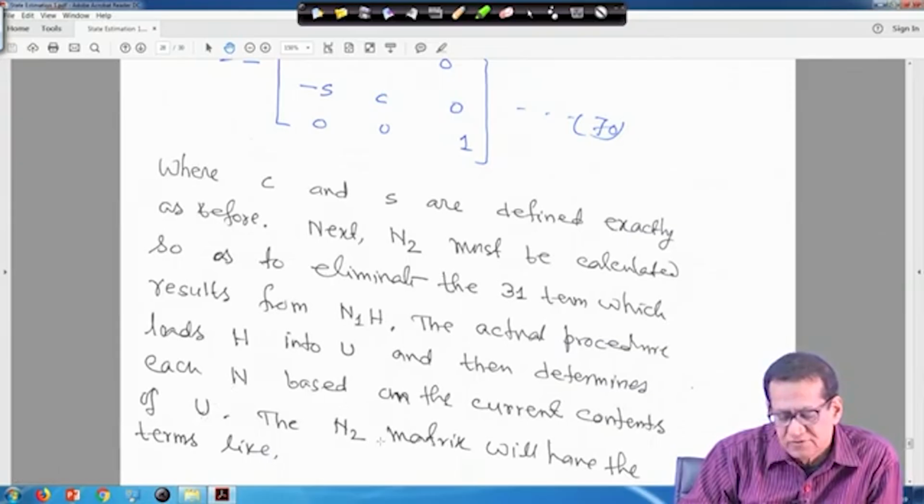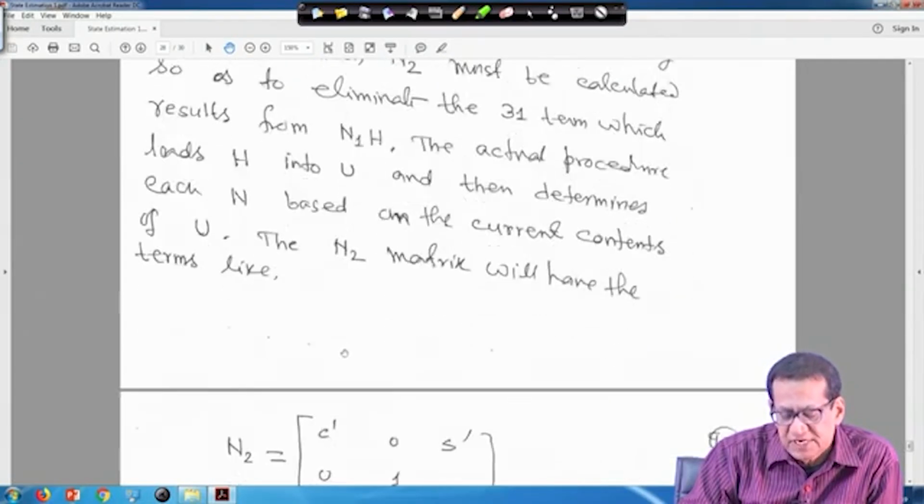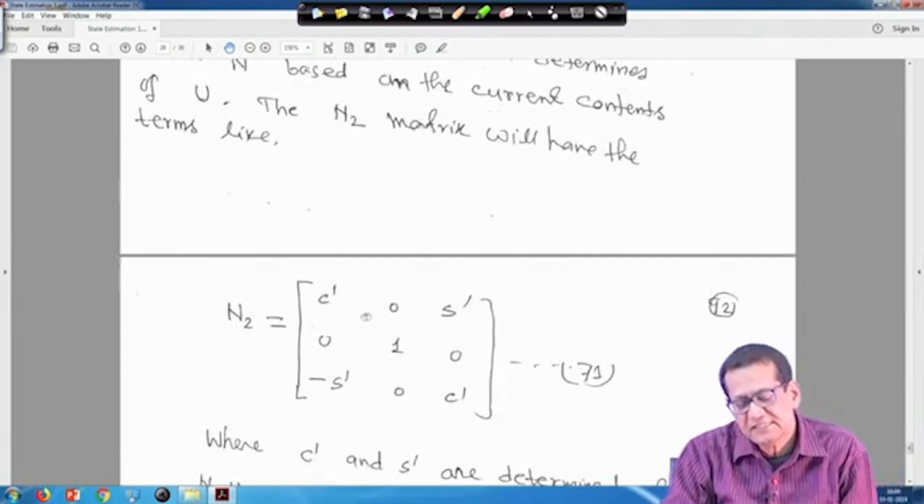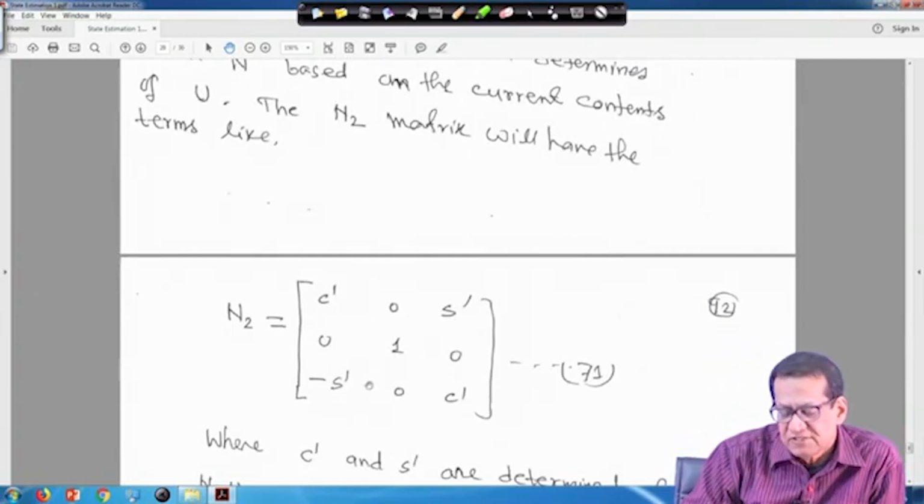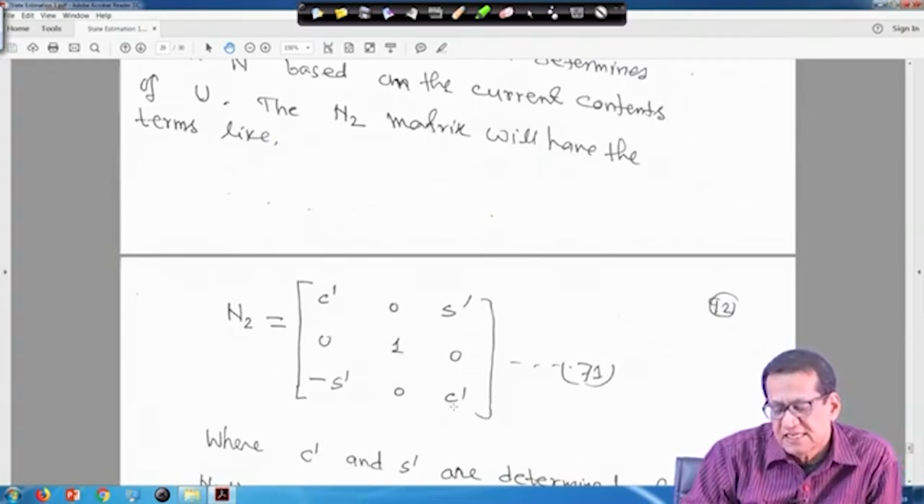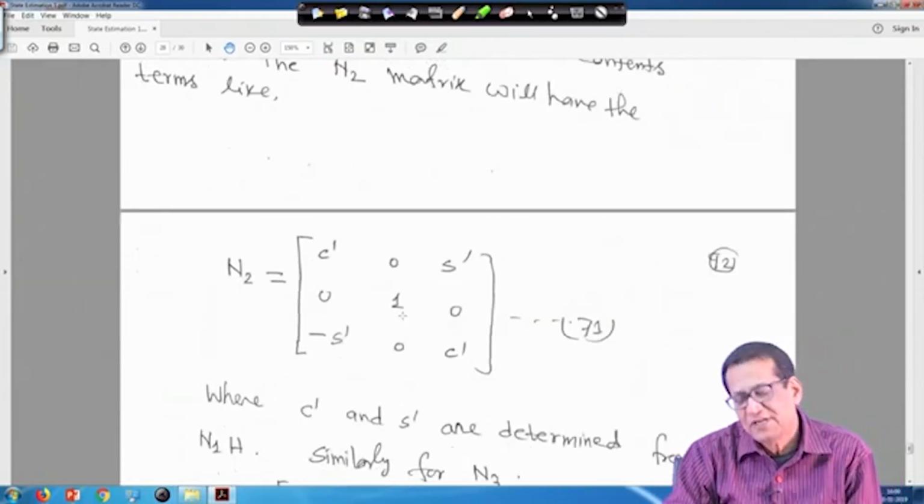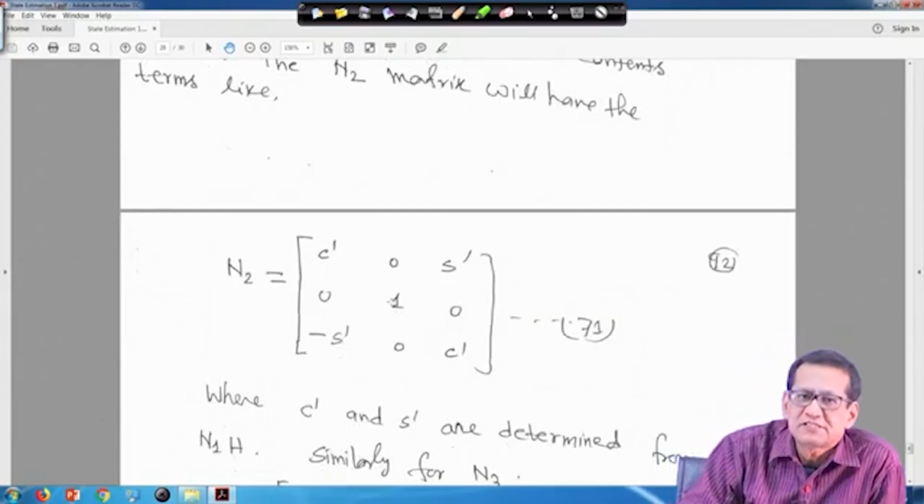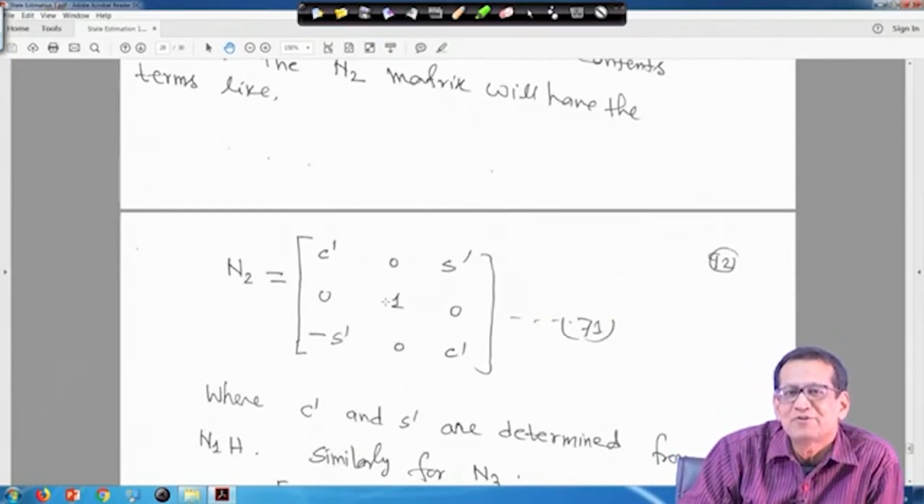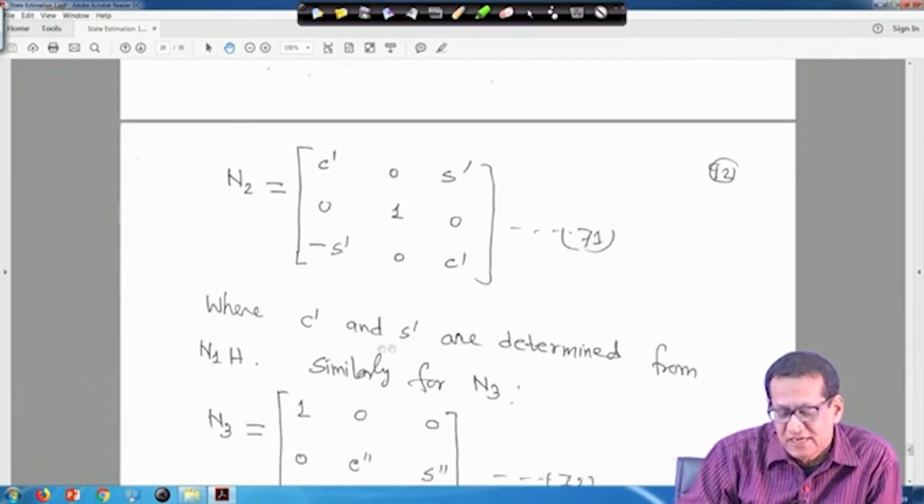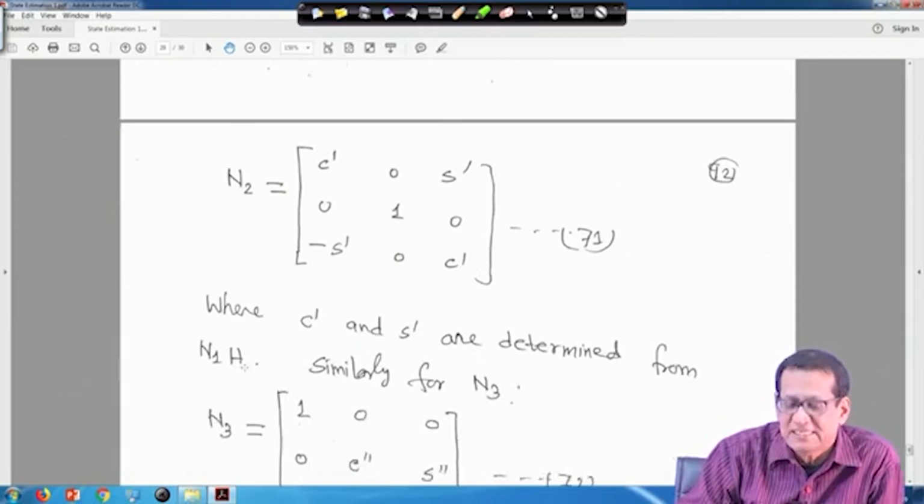So, the N2 matrix will have terms like this: C dash 0 S dash, then 0 1 0, then minus S dash 0 C dash. Here it was C S 0, minus S C 0, 0 0 1. For this, you can see any control system book, just go through it a little on your own, as here I have to minimize the time. So, N2 is equal to C dash 0 S dash, 0 1 0 and minus S dash 0 C dash, where C dash and S dash are determined from N1 H.